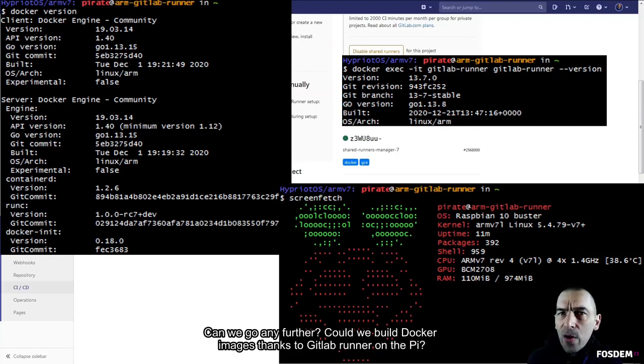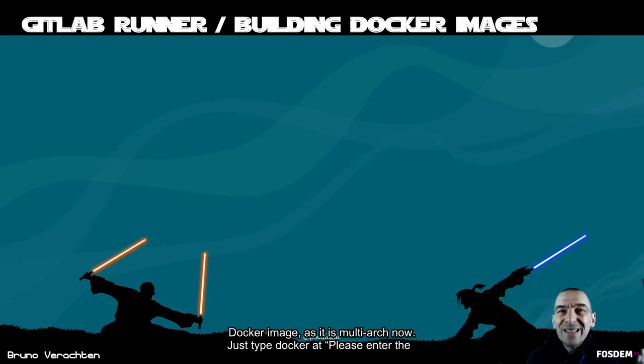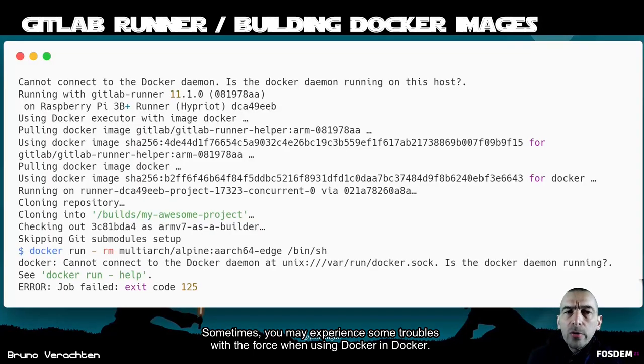Can we go any further? Could we build Docker images thanks to GitLab Runner on the Pi? If you're going to build images on this runner, you can use a standard Docker image as it's multi-arch now. Sometimes you may experience some troubles with the fork when using Docker in Docker.